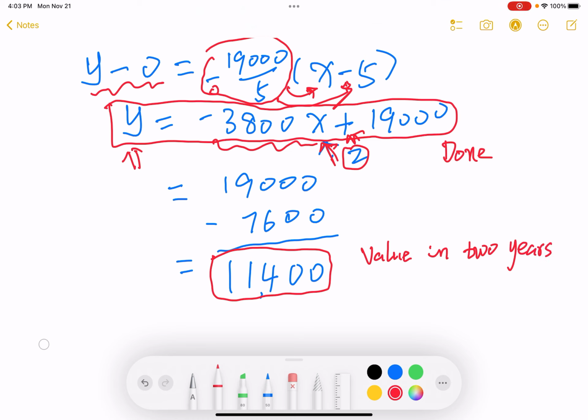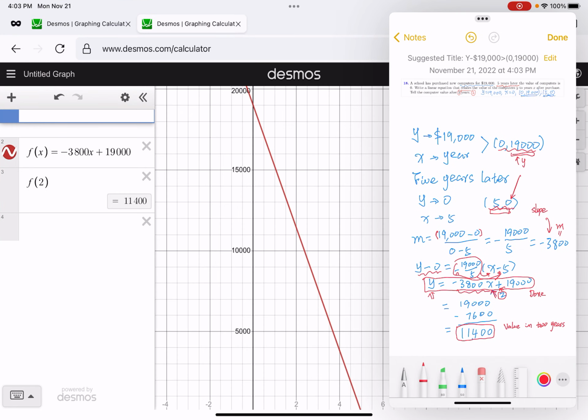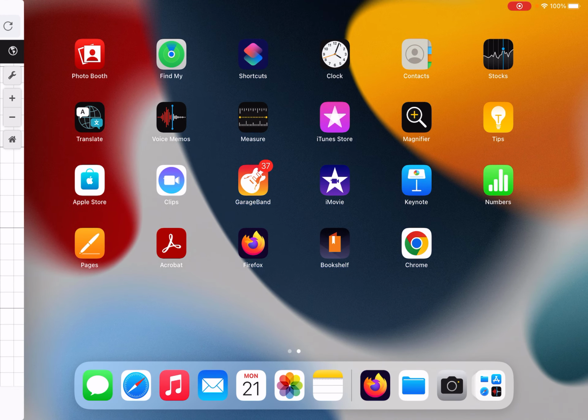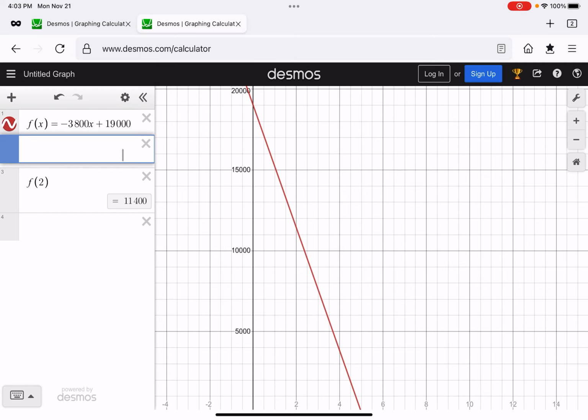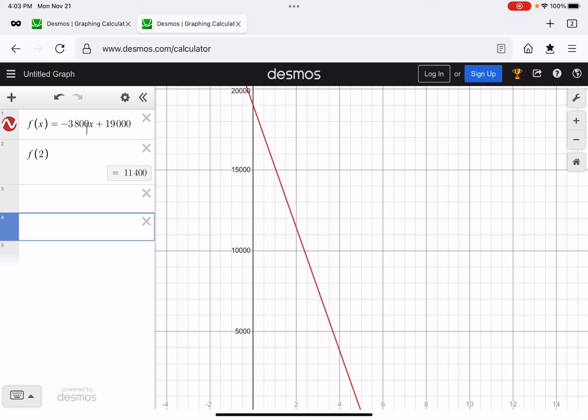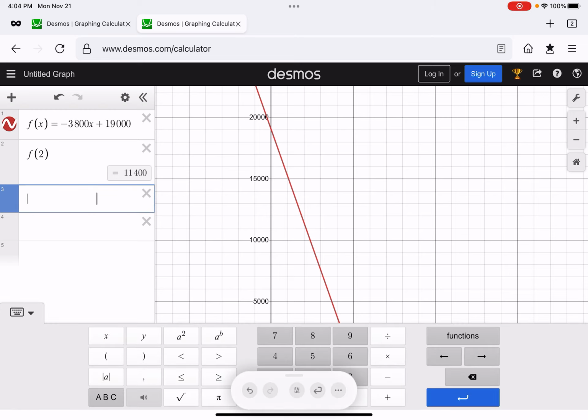Okay. Now, let's see how we are going to do this in decimal. In decimal, we have input this picture right here. You see this picture right here. This is the equation we have plugged in. And then you see when you put f of 2 here, your input value here is 2. You will have 11,400. Of course, you can use this one to find out F3 as well.